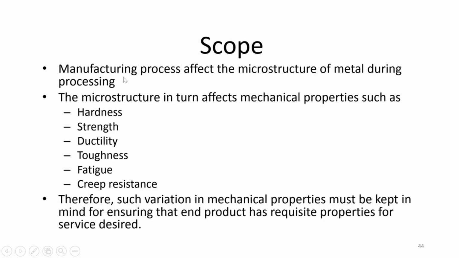If you are choosing deforming processes, then you will have residual stresses which will provide good final mechanical properties. And if you are using casting and not any further secondary processing, then it will give you less hardness, less strength, less ductility. Therefore such variation in mechanical properties must be kept in mind for ensuring that the product has requisite properties for the service desired.